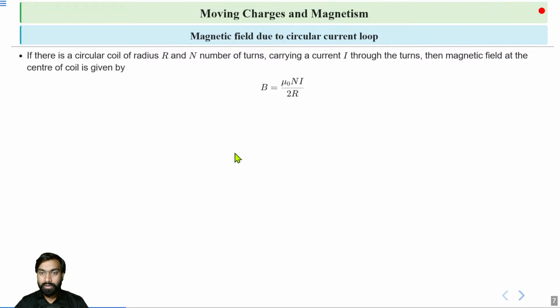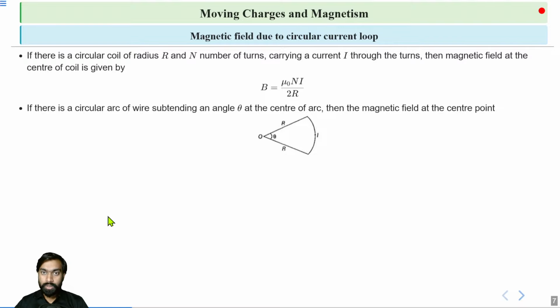So look at the formula. From this formula, I think all the concepts are clear. B is equal to mu naught N I divided by 2R. So this is the formula for magnetic field at the center. Now if we talk about the magnetic field at the center of a circular arc, we have this one circular arc.